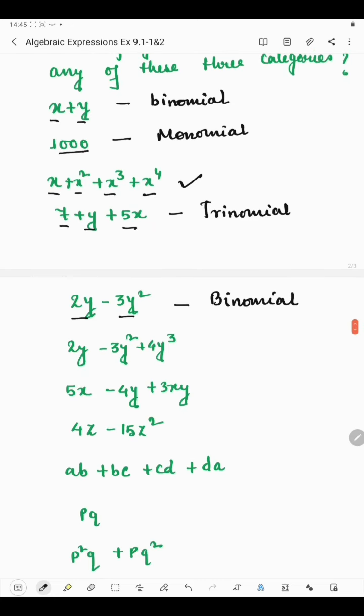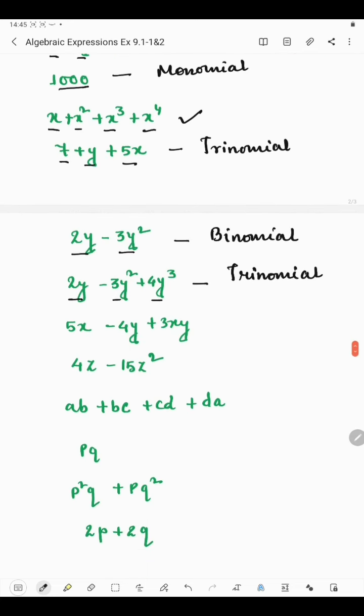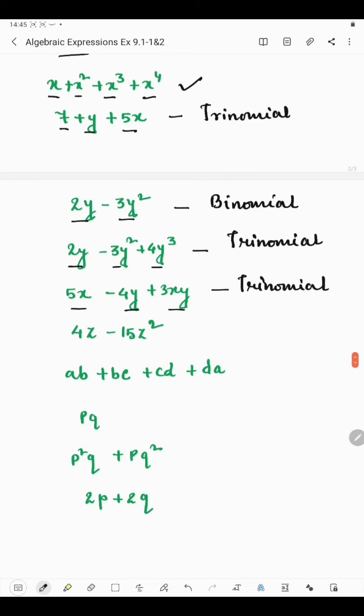Now 2y minus 3y square plus 4y cube. Three terms are present. So it is trinomial. Now here 5x minus 4y plus 3xy. So here we have three terms. So it's trinomial. Okay. Now next we have 4z minus 15z square. So here we have two terms. So it's binomial.